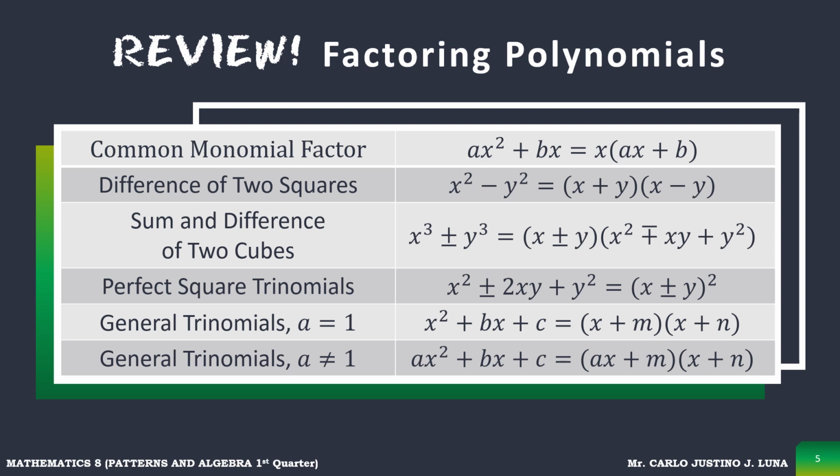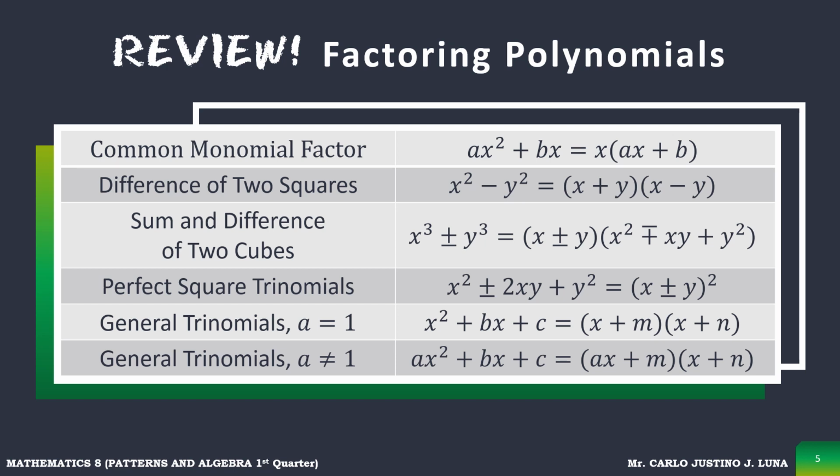Your first and last terms must be perfect squares. Okay, they should be perfect squares. And then the middle term is twice the product of the square roots of the first and last terms. So we have this trinomial now.